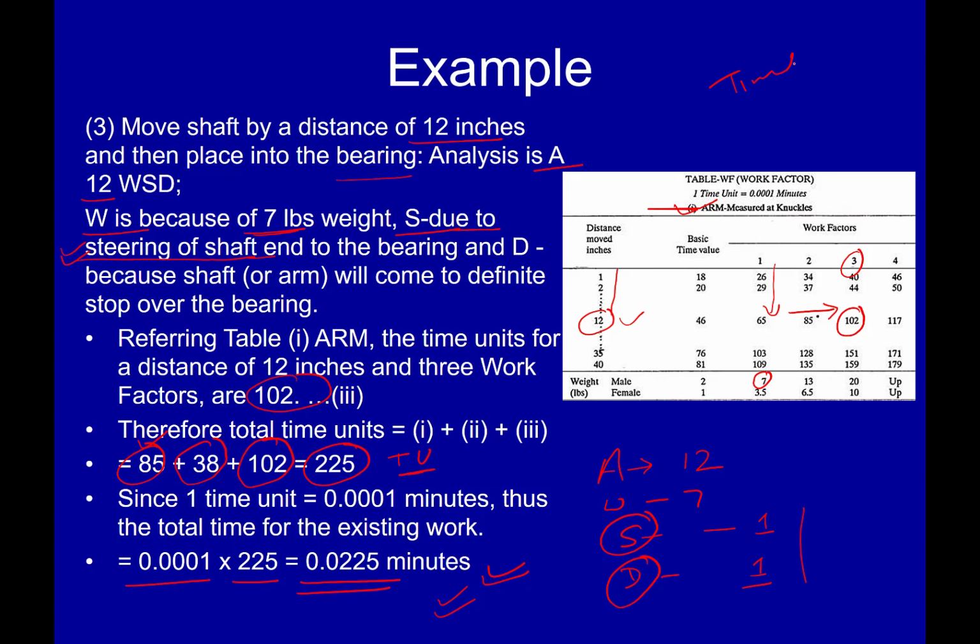So this is how the detailed work factor analysis is performed to come out with the time that will be taken in performing manual jobs. That's all as far as the work factor method is concerned. About the limitations of this method, I will be talking in the next lecture, and I will also talk about the standard data method. That's another data based method which is much simpler as compared to this.